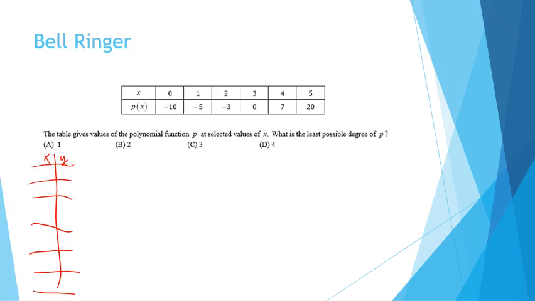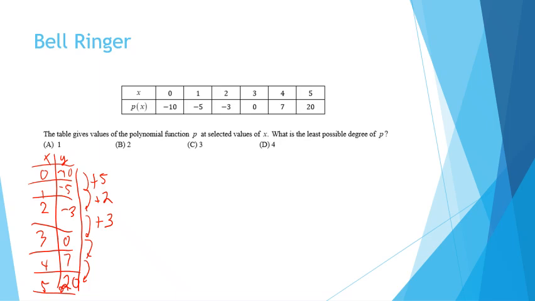So what we have here is 0, 1, 2, 3, 4, 5. I'm just going to put the table vertically, so it's a little bit easier for us to work with. So -10, -5, -3, 0, 7, 20. And now let's find the first difference. So this should be +5, +2. This should be +3, +7, +13.